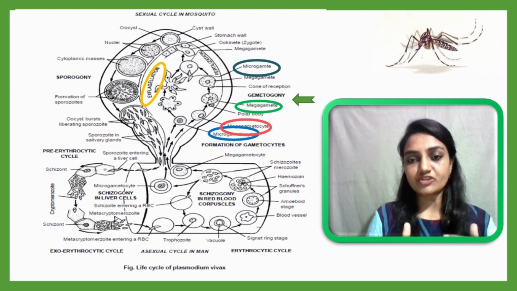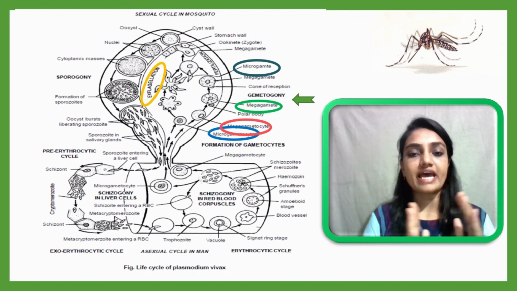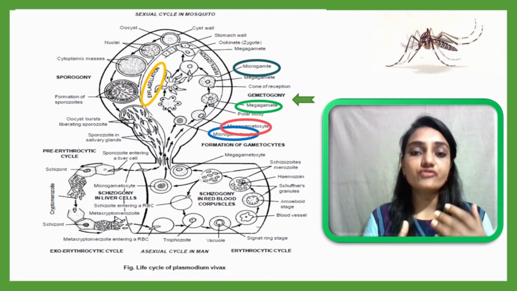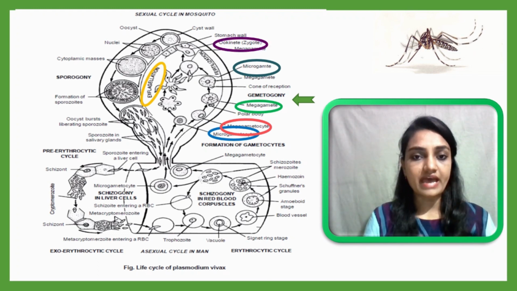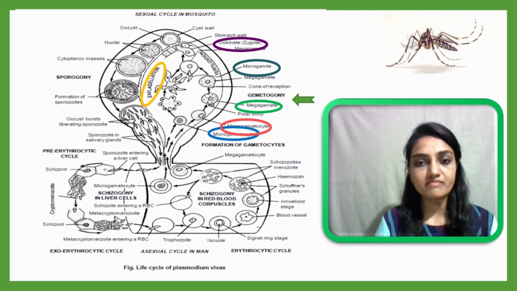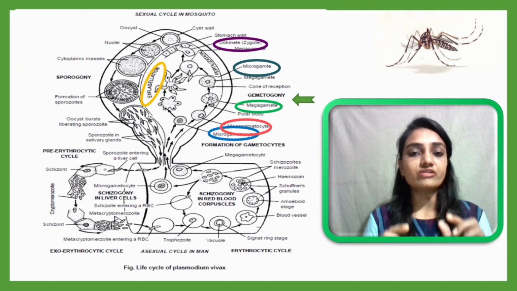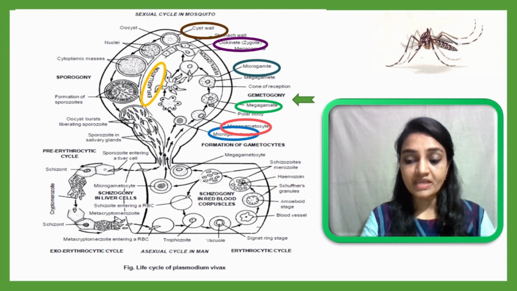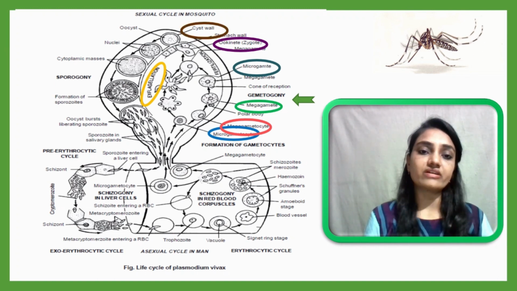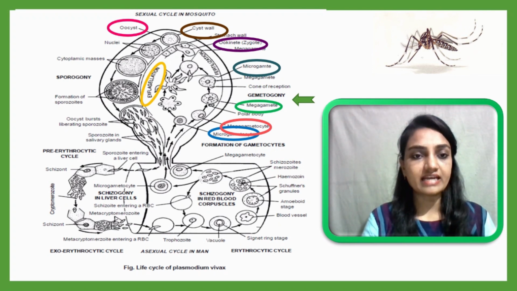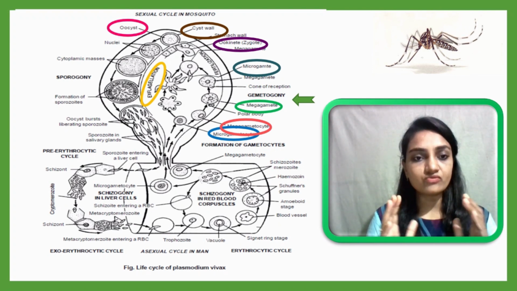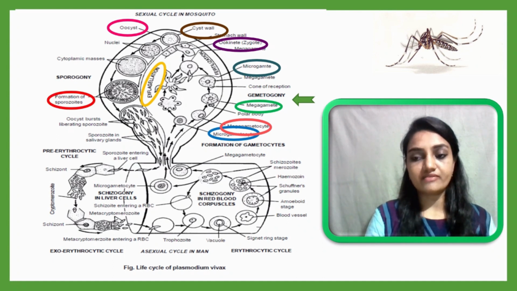And for sexual reproduction, you know very well, the male and female gametes fuse together to form a zygote. Zygote formation occurs by fusing of the megagamete and microgamete, and that zygote is called an ookinete. This ookinete will now convert into a cyst wall, and that is called an oocyst. Now the oocyst will develop further and form sporozoites.